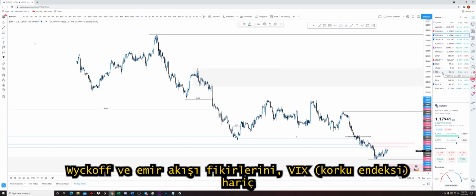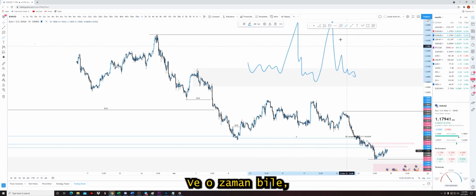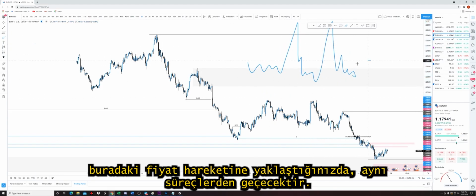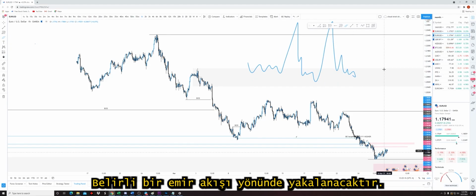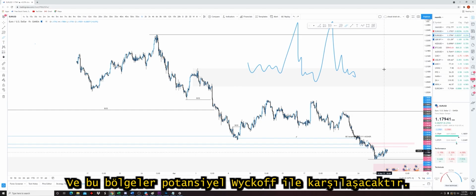You can use Wyckoff and order flow and the ideas of order flow in absolutely any market, with the exception of like VIX, which is just ugly, right? It's just this over and over again. And even then, when you zoom in on the price action here, it will undergo the same things. It will be caught in certain order flow directions. Those order flow directions will be met with given supply and demand zones and validated ones, and those zones will be met with potential Wyckoff.